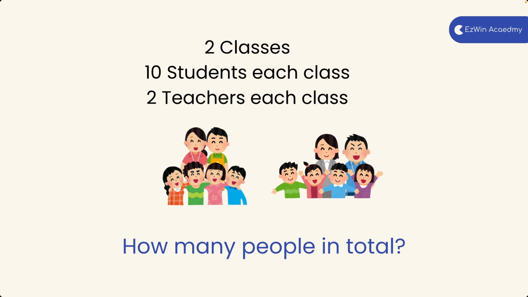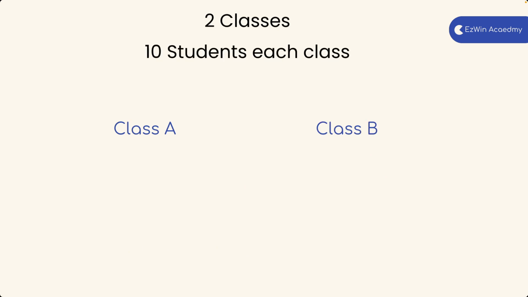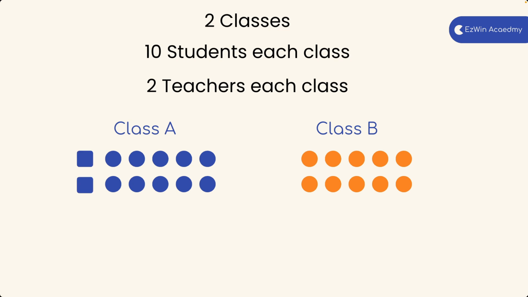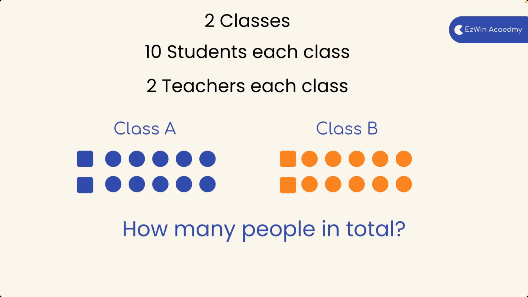So I'm just going to go through again on how this looks. So let's get started on two classes. So you have class A and class B. And in each class, there's 10 students. So we're going to add 10 students in class B and class A. And lastly, we have two teachers in each class. So I'm going to add them in class A and class B. So maybe you can pause this video and actually count how many total squares and circles, or people, are there in the whole of this outing. And if you were to count how many people in total, the answer is 24.